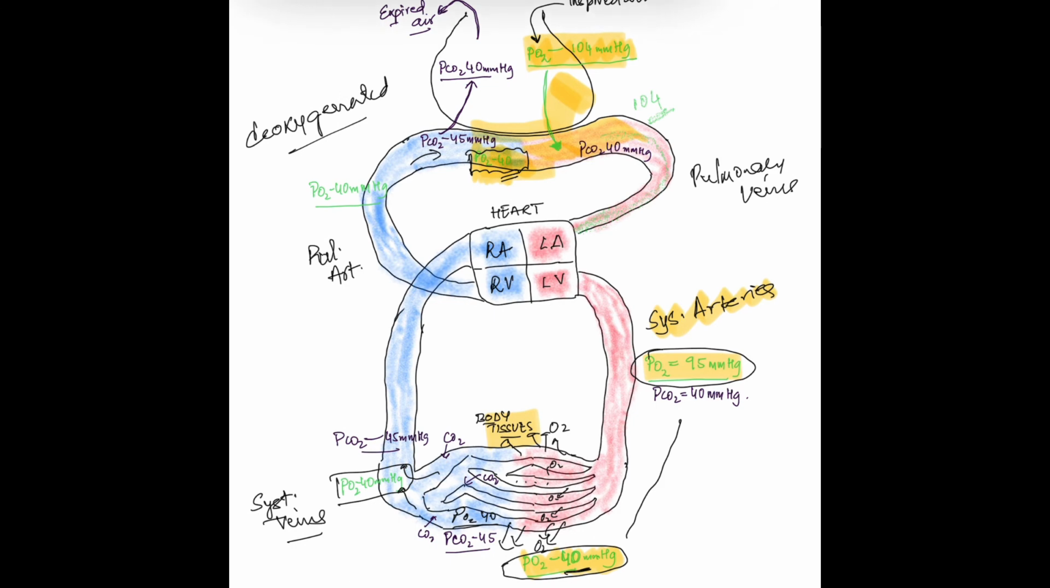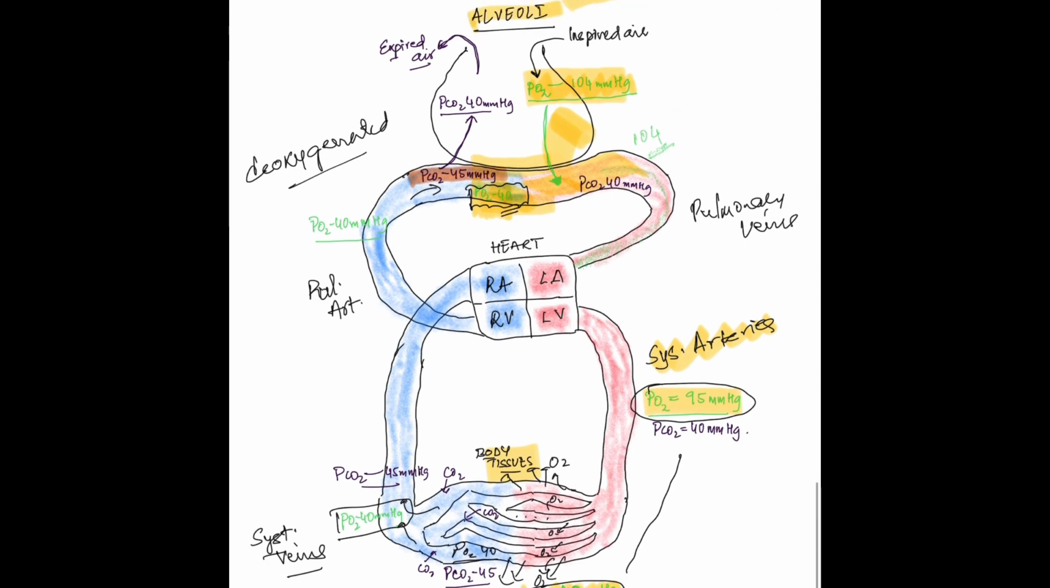Now let's look at exchange of carbon dioxide. Partial pressure of carbon dioxide in deoxygenated blood reaching the pulmonary capillaries is 45 millimeters of mercury, and partial pressure of carbon dioxide in the alveoli is 40 millimeters of mercury. PCO2 is less in the alveoli because carbon dioxide is being continuously removed from the alveoli by expiration. Because of this gradient, carbon dioxide diffuses from the capillaries into the alveoli.